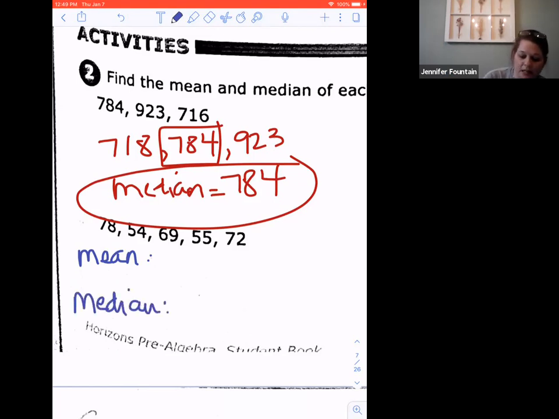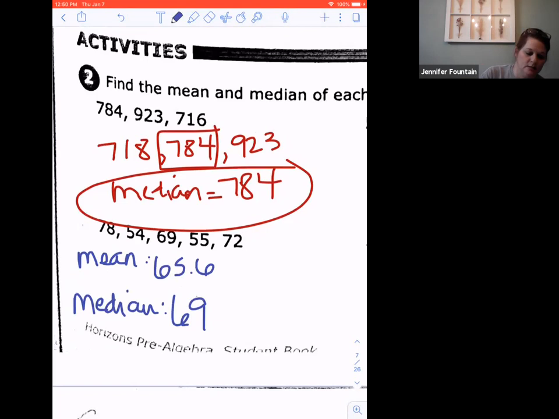And so the mean of this one is going to be 65, whoops, I put my decimal in the wrong place, 65.6. They told us to round to the nearest tenth. And then my median is 69. Okay, so even in this one, when I put them in order from least to greatest, I'm still going to end up with 69 in the middle. Any questions on that first one?